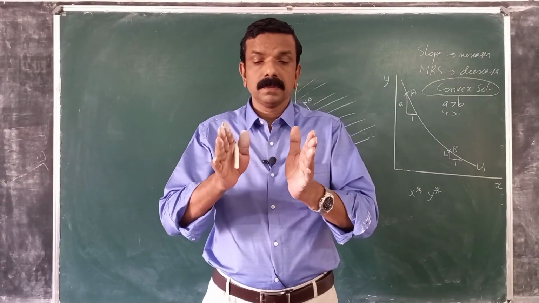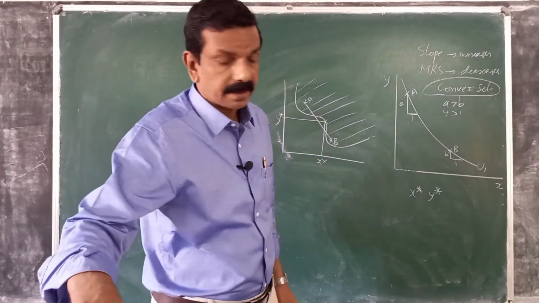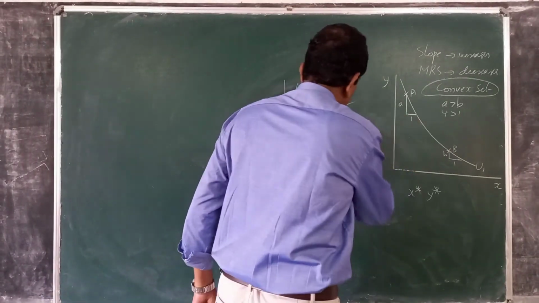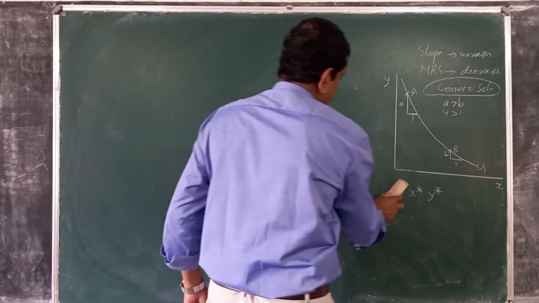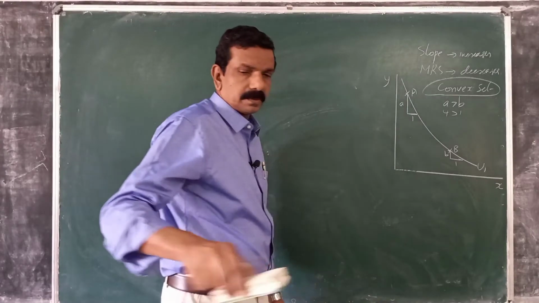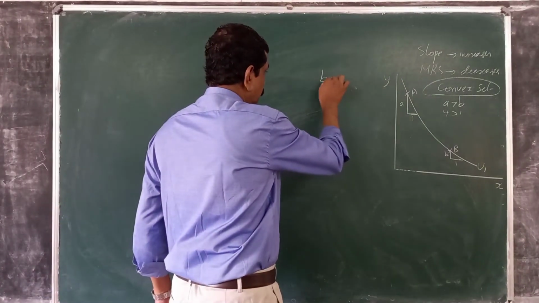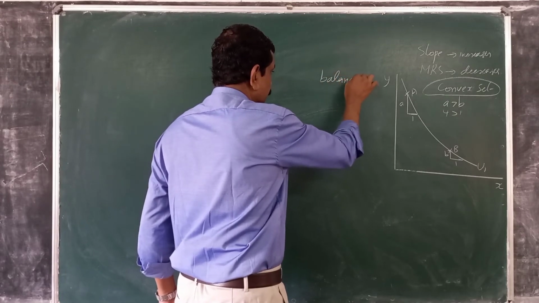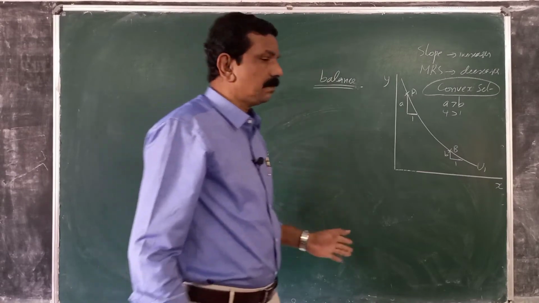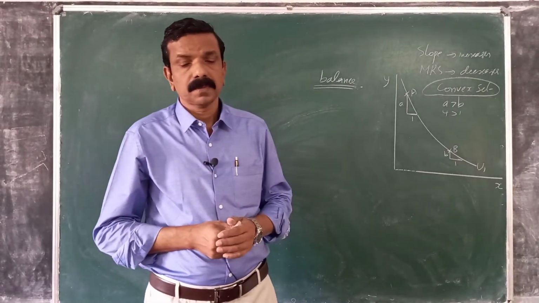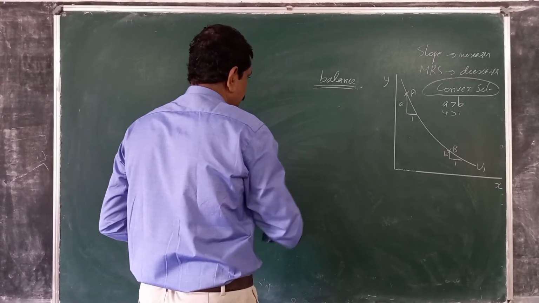And by using the notion of convexity, we can say that there is an alternative interpretation to convexity. The alternative interpretation is that individual consumers always prefer some balance in consumption. Let us see what is meant by balance in consumption.